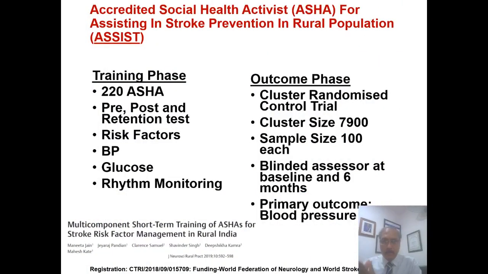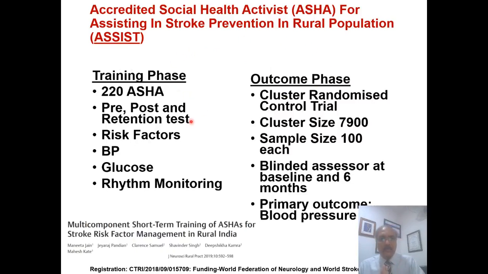So moving on to secondary prevention from some of the work that we have done. We did a large urban and rural population-based stroke registry. From the rural population-based stroke registry cohort, we wanted to do a secondary prevention trial by training ASHAs, that is, accredited social health activists. There's the ASSIST trial.